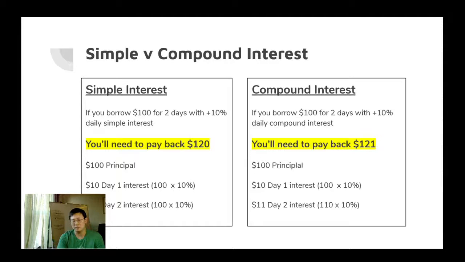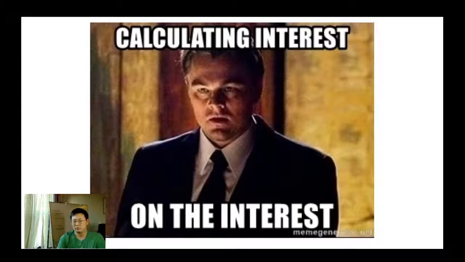Pretty straightforward. On the right side, you have compound interest. Say if you borrow $100 from your friend Barb for 2 days with a 10% daily compound interest, you're going to have to pay back $121. Now, the explanation is actually quite straightforward. For the simple interest, you're paying interest on the principal or the initial borrowed amount. Whereas on the compound interest side, you are also paying interest on the interest that you've accrued. Kind of like this.